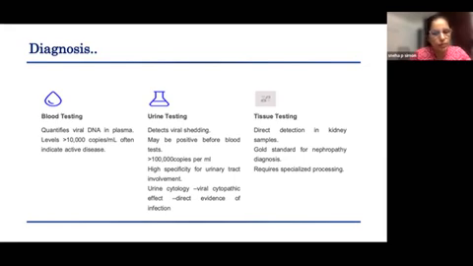It will be positive even before the blood test is positive, and more than 1 lakh copies per ml is considered positive in urine. And this is highly specific for urinary tract involvement. Also, urine cytology will show the viral cytopathic effect, which is also direct evidence of infection.